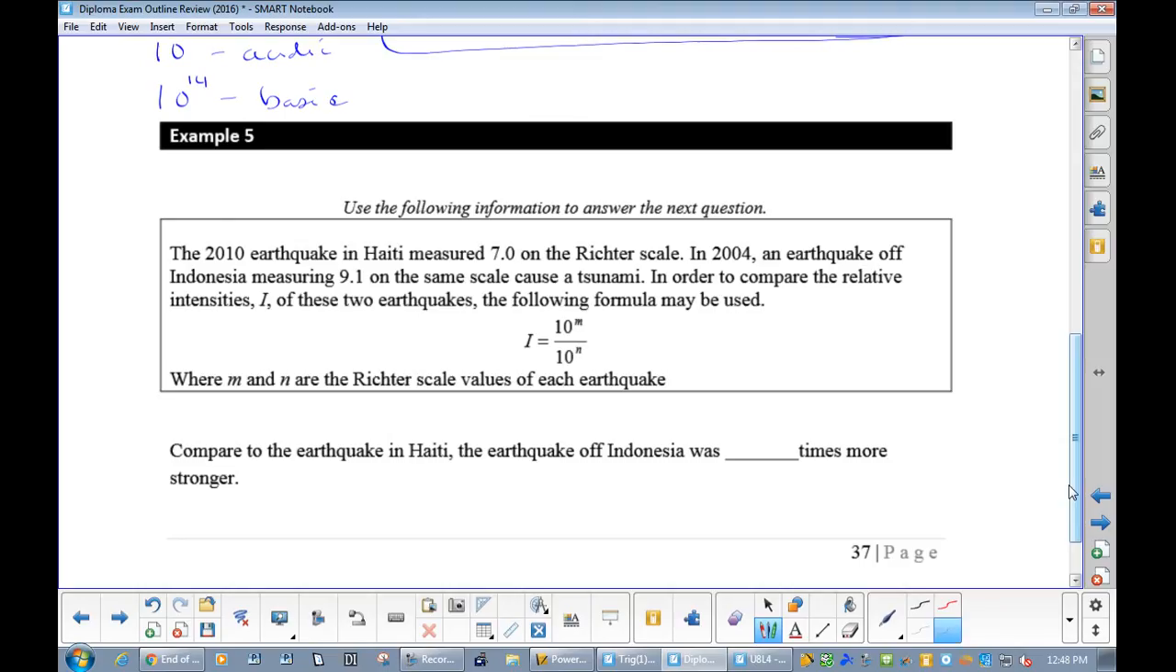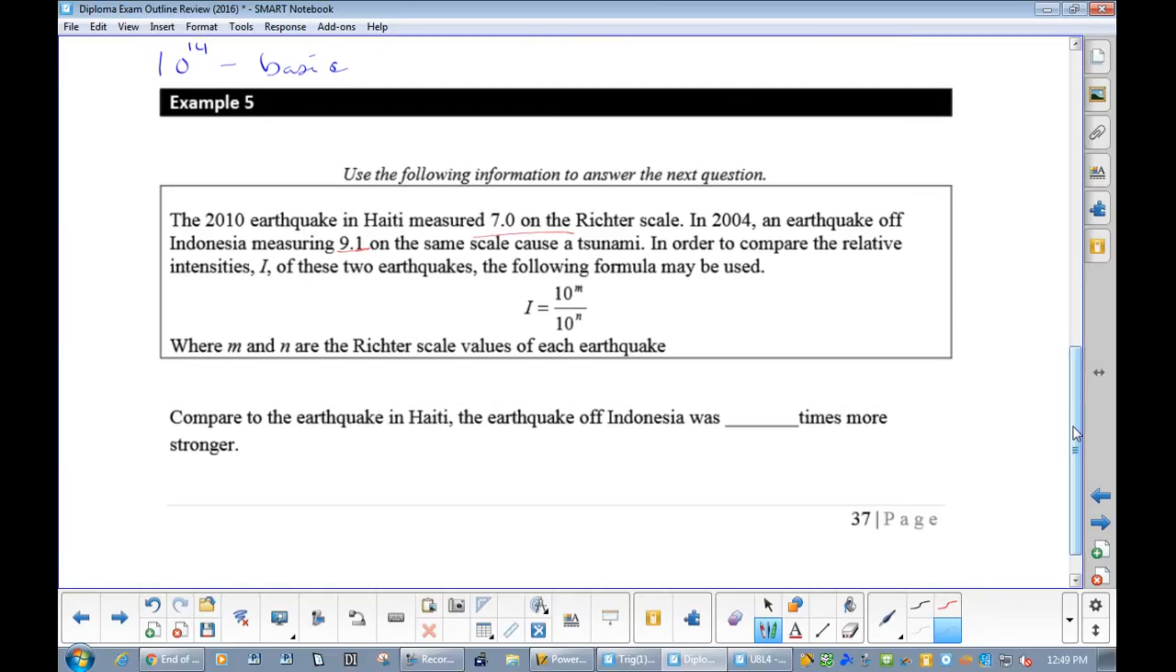They've got an earthquake in Haiti that measured 7 on the Richter scale. Remember, those numbers stand for what? The exponent. And an earthquake off Indonesia is 9.1. Now, which one is more powerful? Indonesia. So if we put the 10 to the 9.1 up top over the 7, we will get 10 to the 2.1, which equals 125.89. Does it make sense that Indonesia is that many times stronger than Haiti? Again, they're not going to try and trick you.